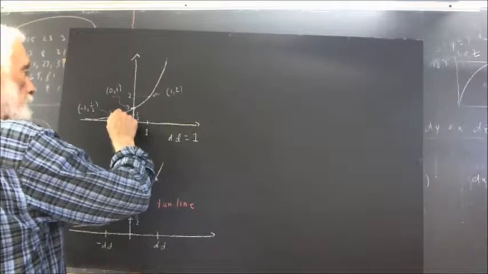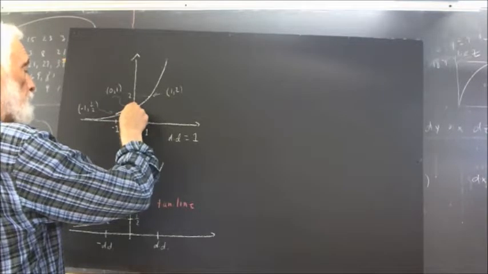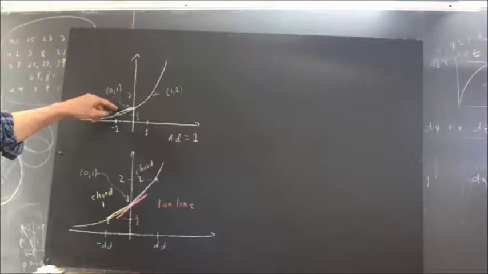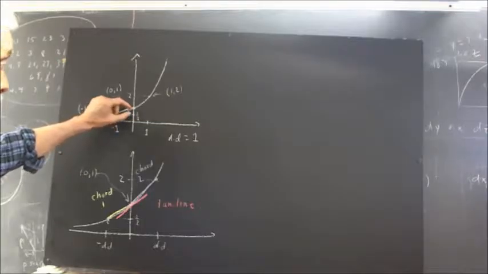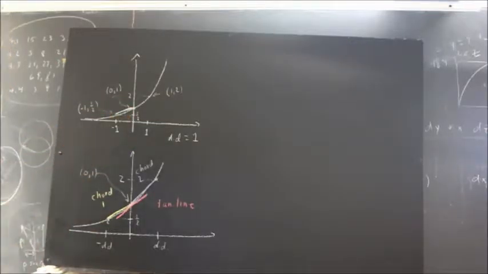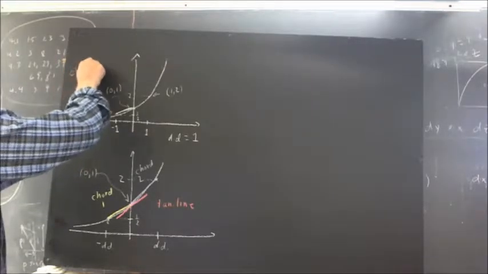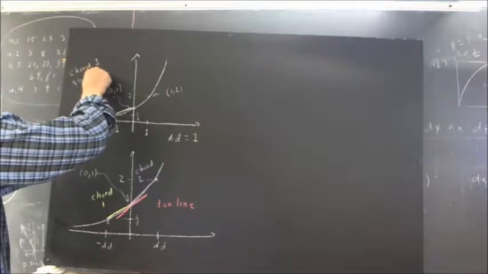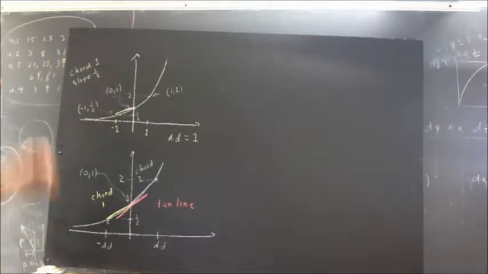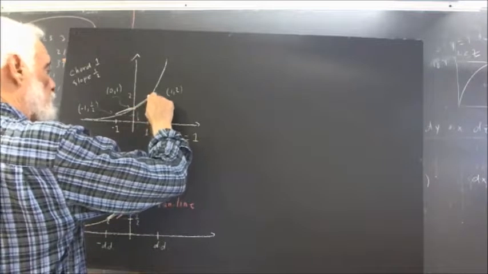If I sketch a chord from this point to this point, what's the slope of this chord? Well, the rise is from 1/2, which is the y coordinate here, up to 1, so the rise is 1/2, the run is 1. So I'm going to call that chord 1. Slope is 1/2.